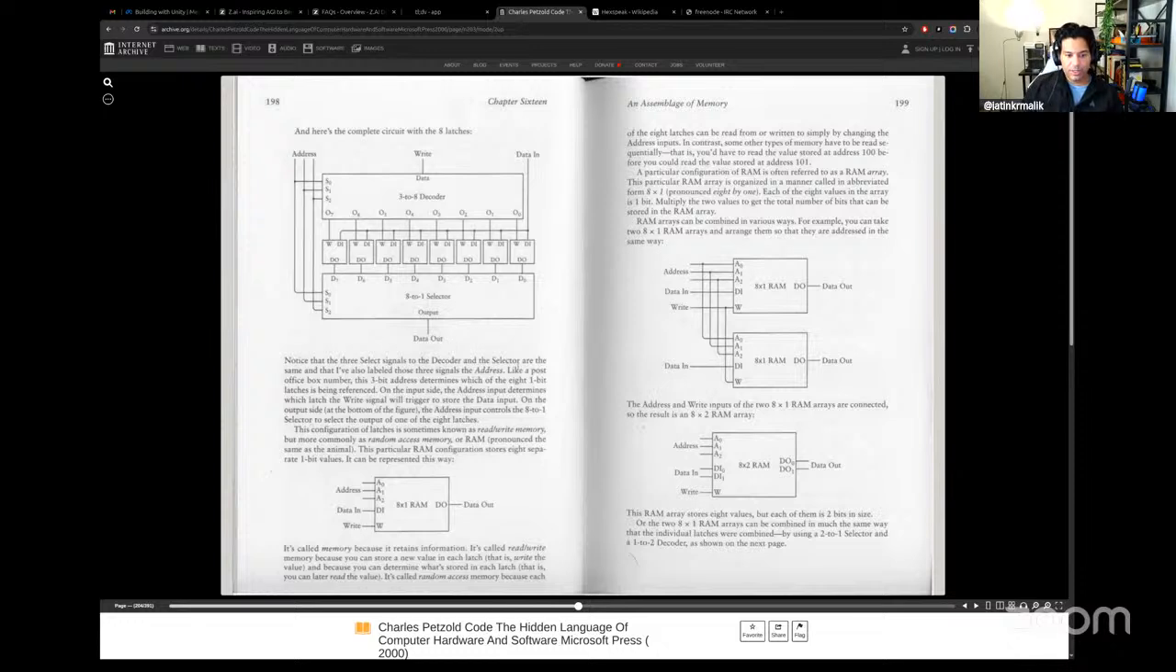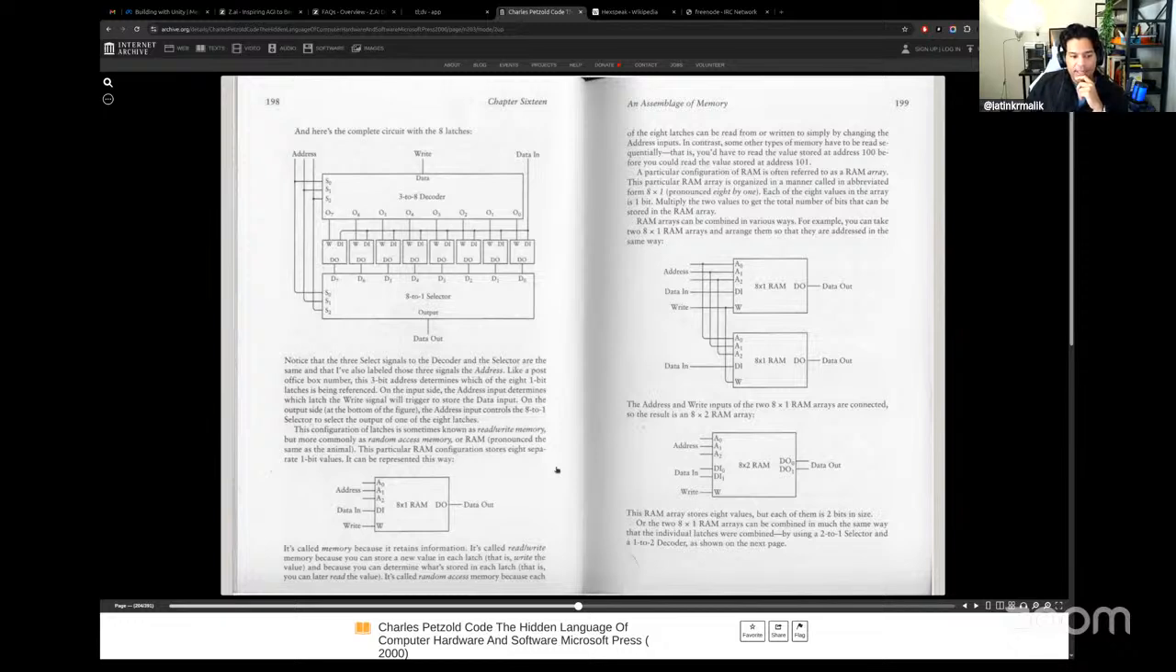So I have also labeled those three signals as address, like a post office box number. This 3-bit address determines which of the 8 1-bit latches is being referenced. On the input side, the address input determines which latch the write signal will trigger to store the data input. And on the output side, at the bottom of the figure, the address input controls an 8 to 1 selector to select the output of one of the 8 latches.